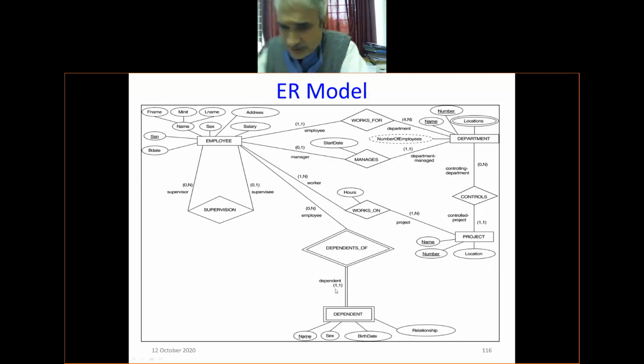Then why is it called a weak entity? Say, for example, I will speak about the attributes of this. Say the name is Ramesh, male, birth date, whatever that is, Ramesh.